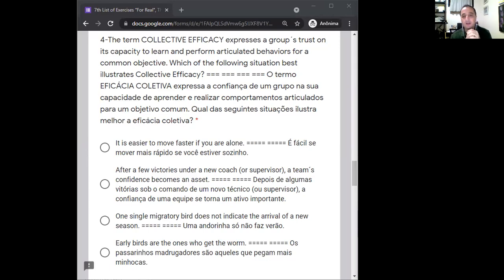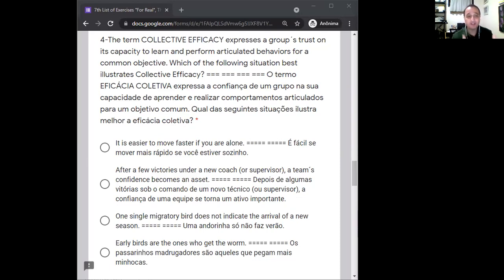So yeah, this is collective efficacy. The next one says, one single migratory bird does not indicate the arrival of a new season. Come on, this is a joke, guys. Uma andorinha só não faz verão? It means basically that some things you have to do together.